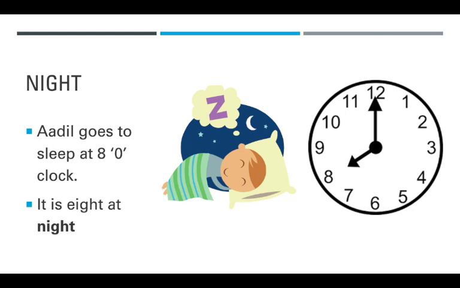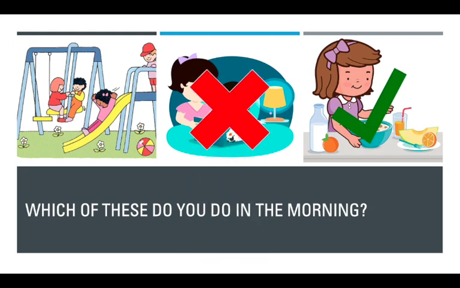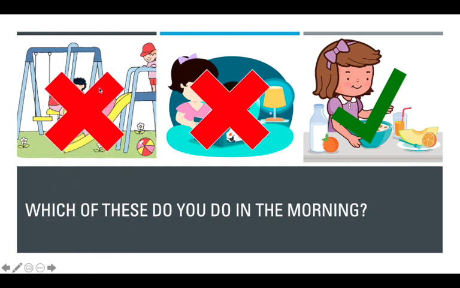Now, let us see if you remember, if you know what we do at different parts of the day. Which of these things do you do in the morning? Do you go to the park in the morning? Or do you read a book? Or do you have breakfast in the morning? If you clicked on breakfast in the morning, you are correct. You do not really read a book with the lamp on during the morning because it is light outside. And sometimes we usually go to the park in the afternoon.